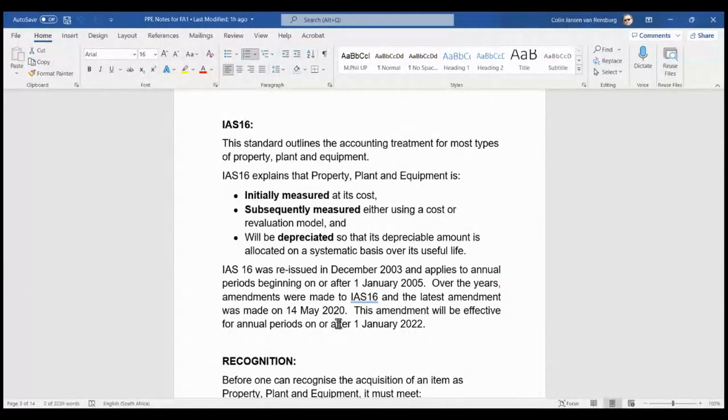Also, how is it subsequently measured? In other words, after the date of the acquisition, and then normally that refers to either when you draw up financial statements or when you dispose of it, right? That brings into play what we refer to as depreciation.